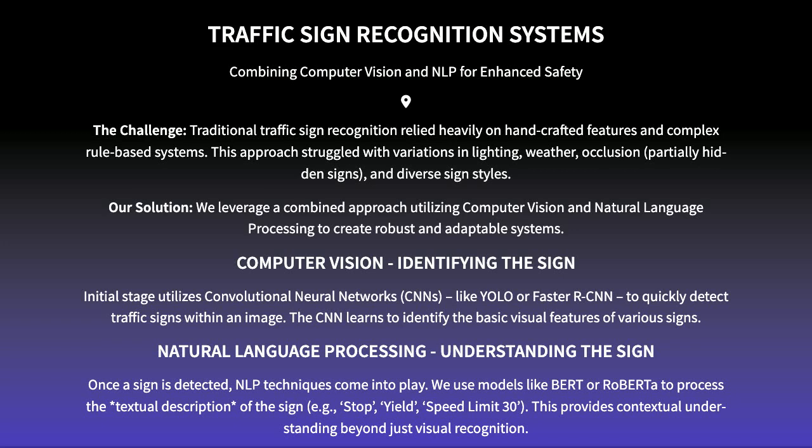Okay, let's talk about traffic sign recognition. Traditionally, recognizing signs was a complex process relying on manually created rules. But modern systems are much smarter. They use computer vision to quickly spot the sign in an image. Think of it like a super-fast visual search engine. Then, we bring in natural language processing. Instead of just seeing a shape, the system analyzes the textual description of that sign, allowing it to understand what the sign actually means. For example, it knows a red octagon isn't just a red octagon, it's an instruction to stop. This combination is key for things like self-driving cars and improving road safety.